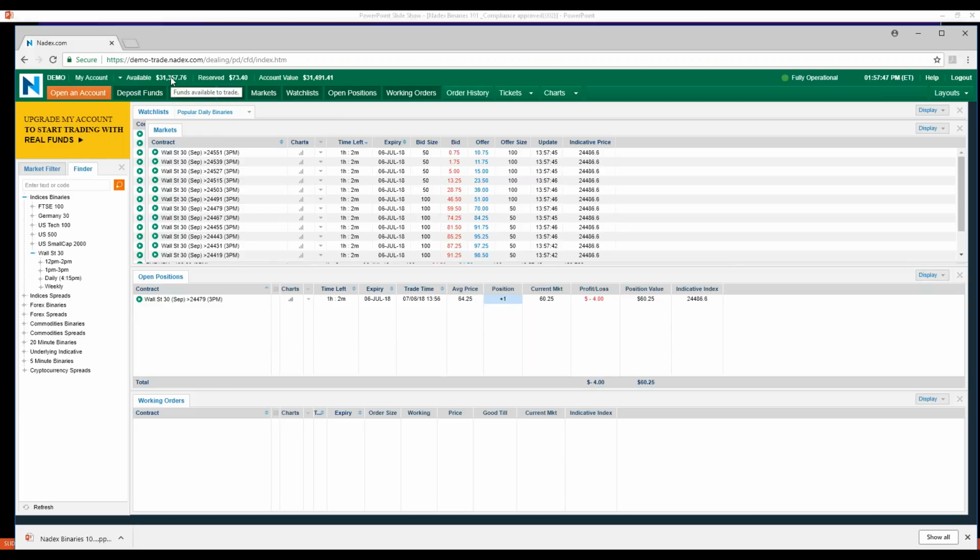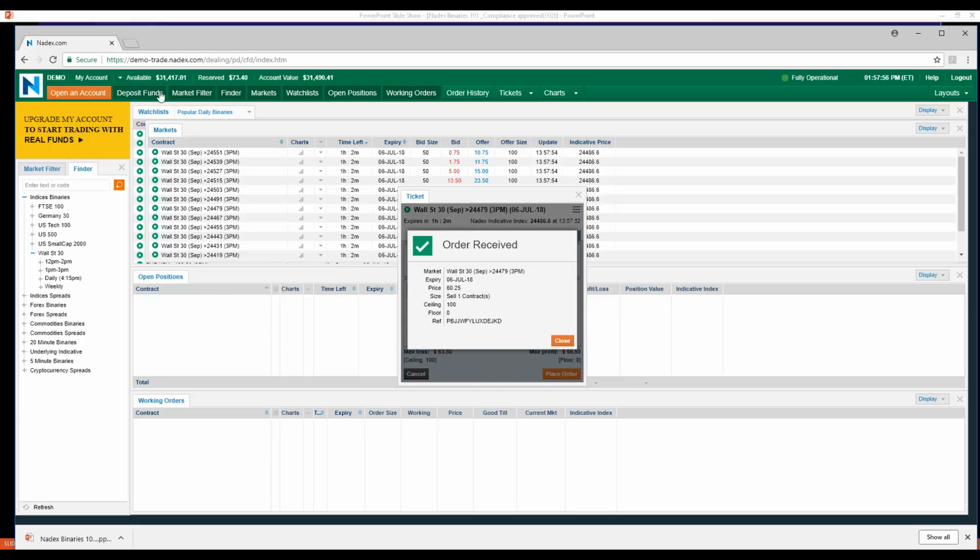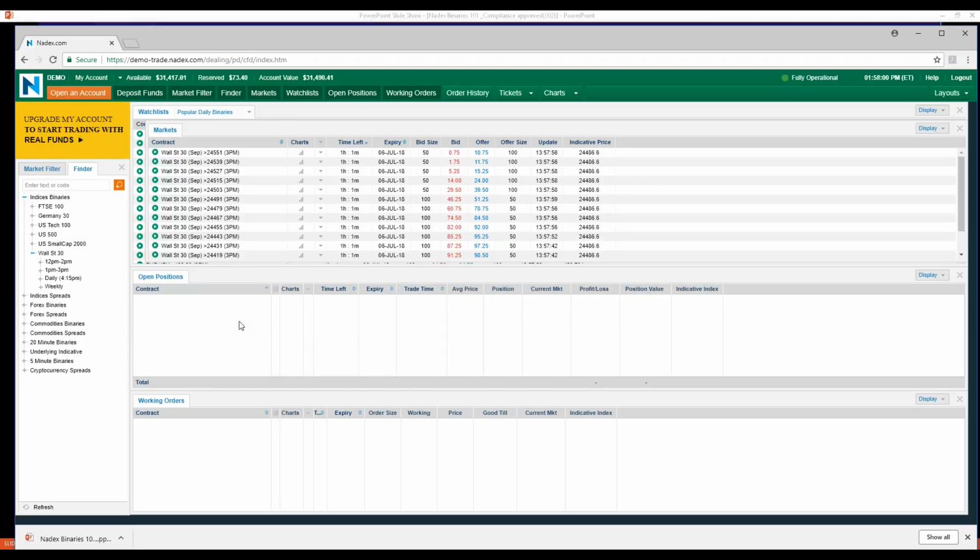So what does this say now? Watch it. 31,357.76. All right, I'm going to close out. I want to get out of this trade. Boom, went back up. Do you see that? So that's how it works. When you're entering a trade, whatever your maximum risk is, that's the amount that's put on hold from your account until the trade settles out. Okay? Make sense?